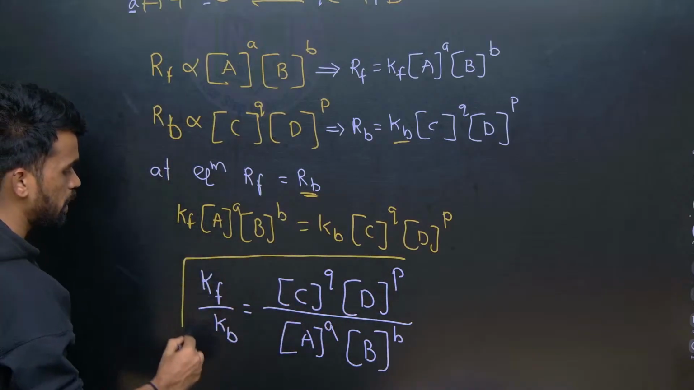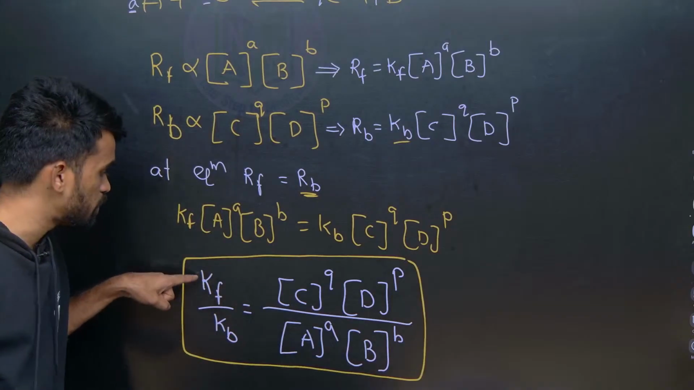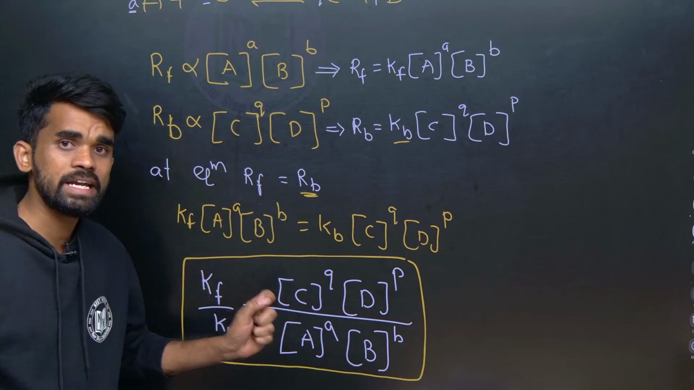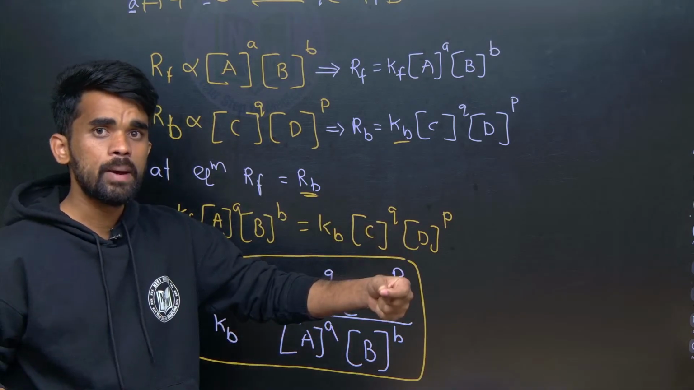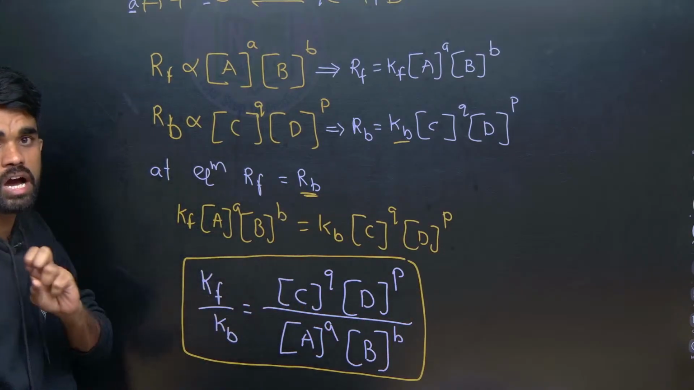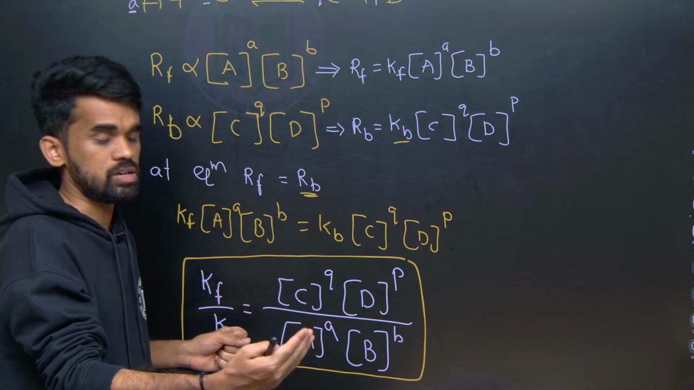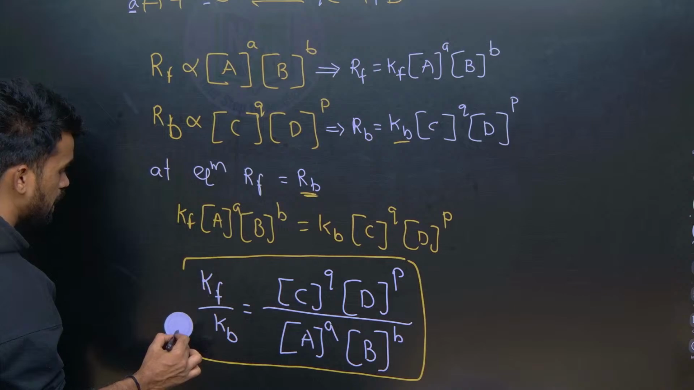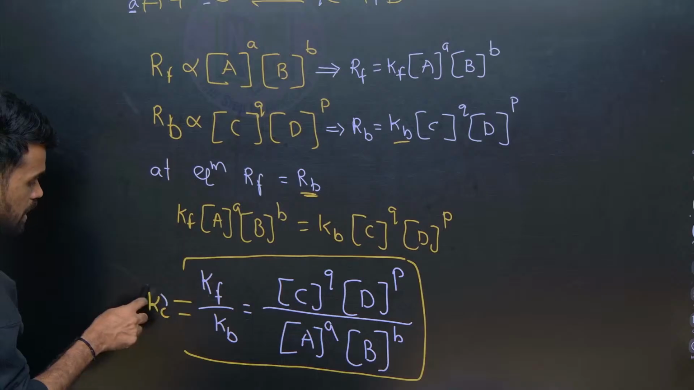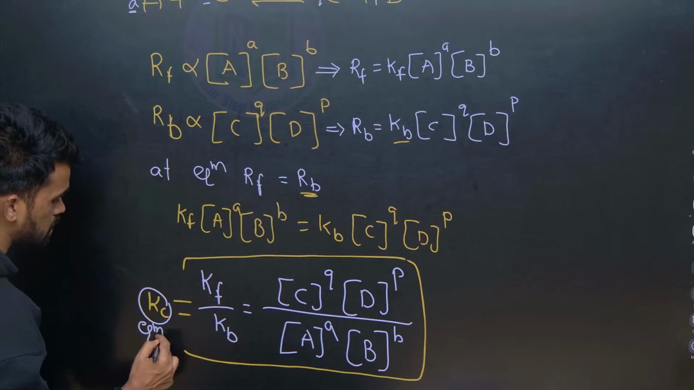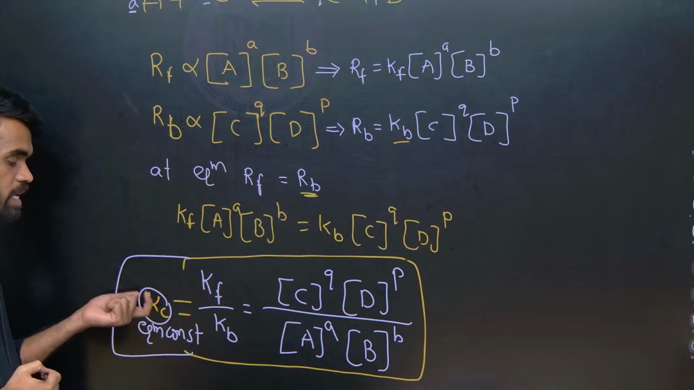Okay. So I hope it is clear how we are writing this Kf by Kb relation. We know what is meant by Kf. I told you Kf is the rate constant for the forward reaction and Kb is the rate constant for the backward reaction. So both are constants only, right? The ratio of two constants again will be one more constant. So that constant I am writing as Kc. Now this Kc is called the equilibrium constant. So now what is the formula for the equilibrium constant?